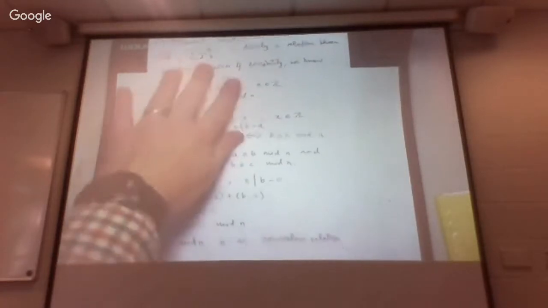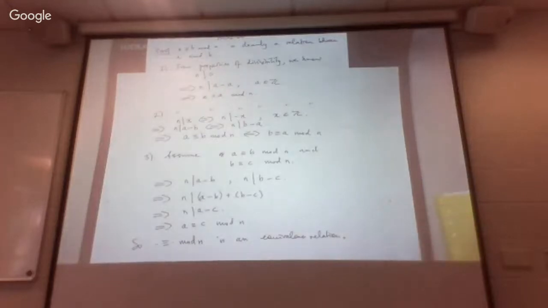So this just puts the picture we sketched out for the example of n equals 6 on a firm footing. Congruence modulo 6 is an equivalence relation. It acts as much as it can like equality. And we've got a very nice partition of the integers into 6 subsets when we consider the integers modulo 6.